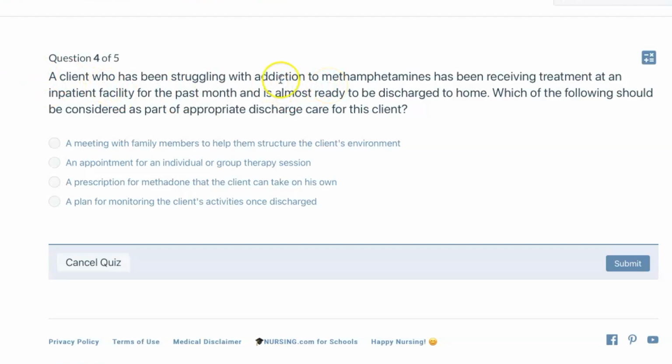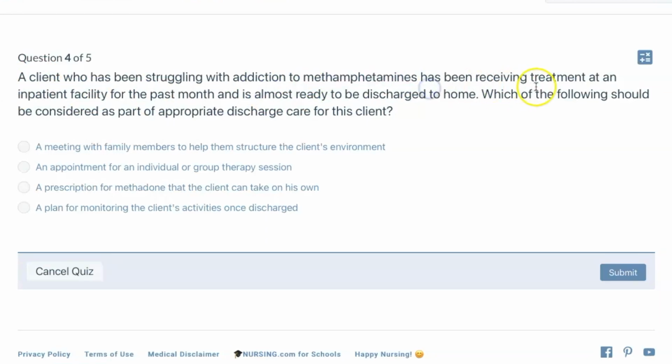A client who has been struggling with an addiction to, you know what this says here, has been receiving treatment at an inpatient facility for the past month and is almost ready to be discharged home. Which of the following should be considered as part of appropriate discharge care for this client? A meeting with family members to help them structure the client's environment.